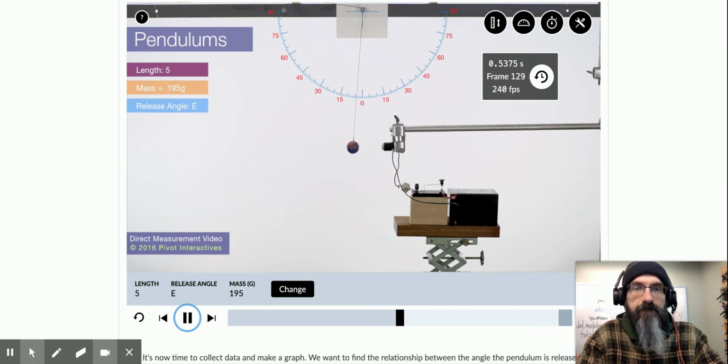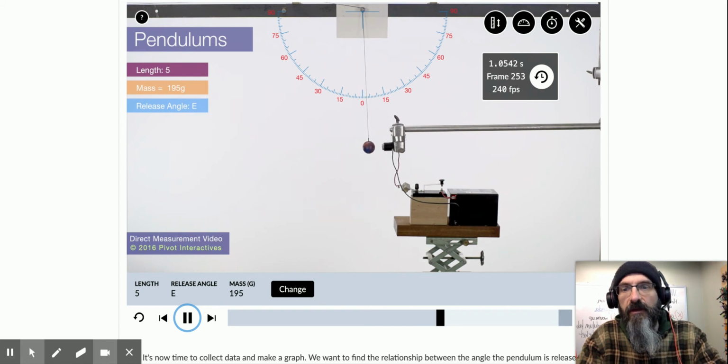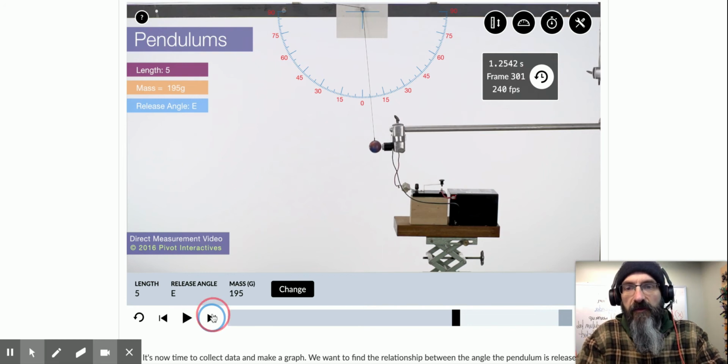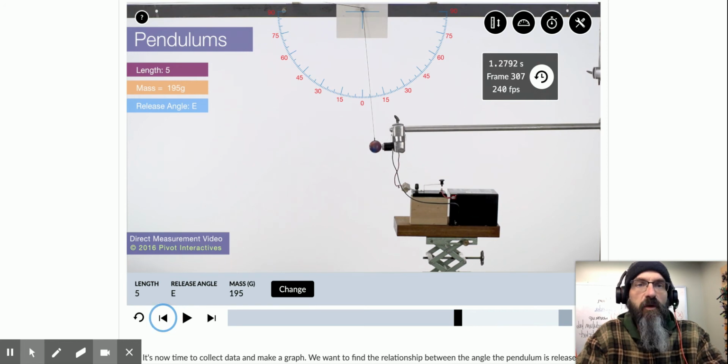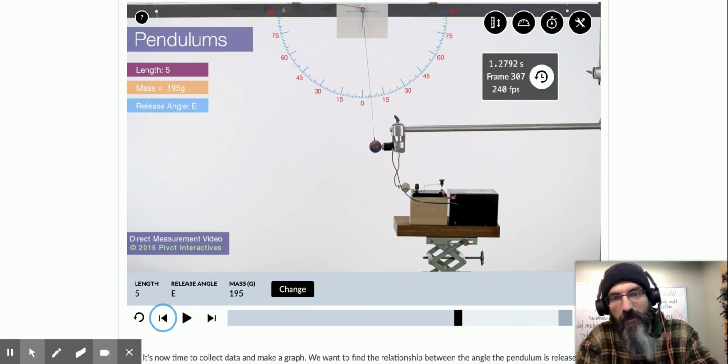Swings out, swings out, swings out, swings back. And again, we pause it when it gets back to kind of near where it started. And I use the frame by frame step buttons to find the moment when the pendulum is most paused and about to reverse direction again. Somewhere in here. It's going to be a little bit approximate.